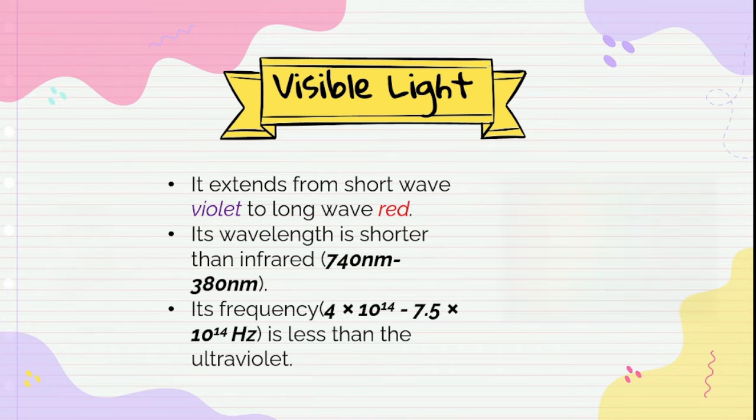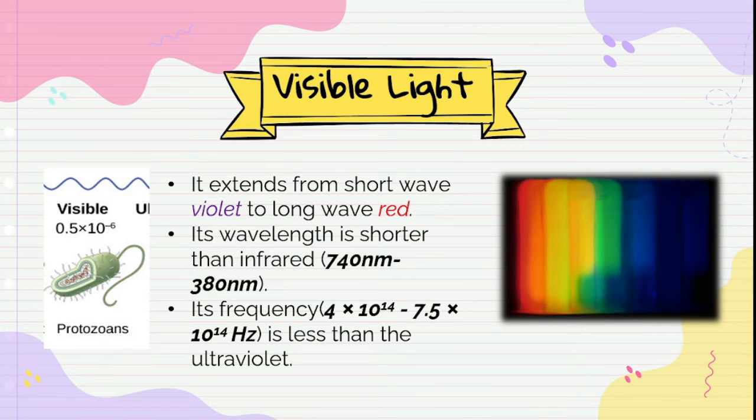Visible light extends from short-wave violet to long-wave red. Its wavelength is shorter than the infrared, measuring 740 nanometers up to 380 nanometers. Its frequency is less than the ultraviolet, measuring 4 times 10 raised to the power of 14 up to 7.5 times 10 raised to the power of 14 hertz.